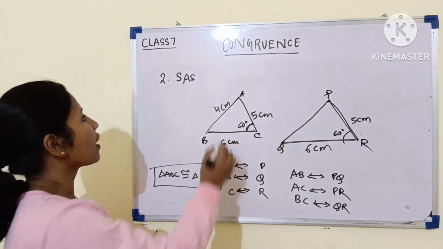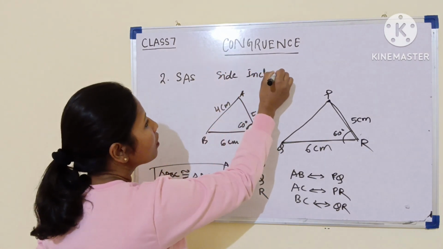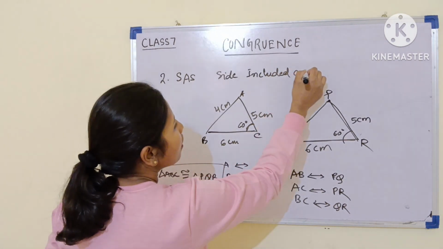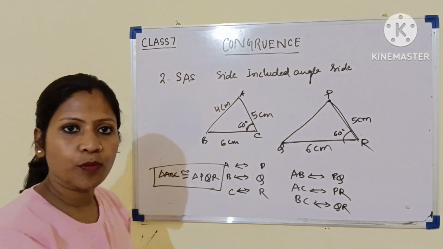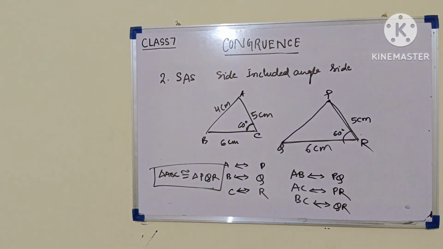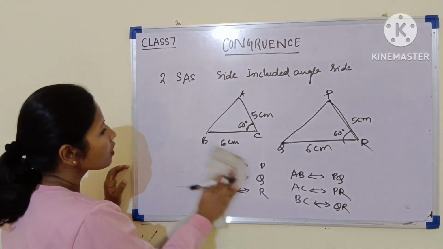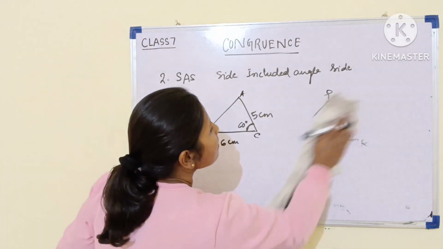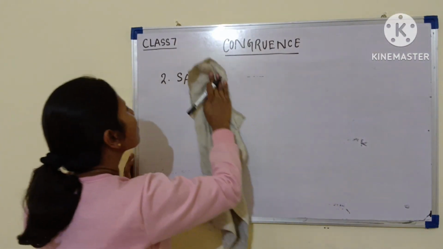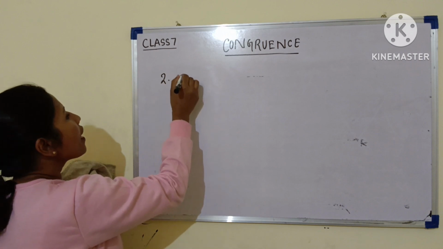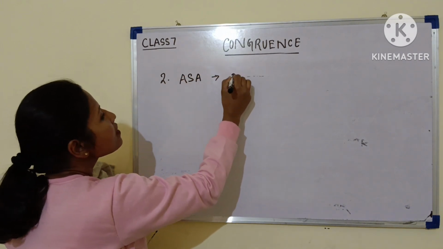Two sides and the included angle made by the two sides, and again a side. So this is called the SAS property. These two triangles are the same by the SAS property. Okay. Now we will take the ASA property. So what is this?